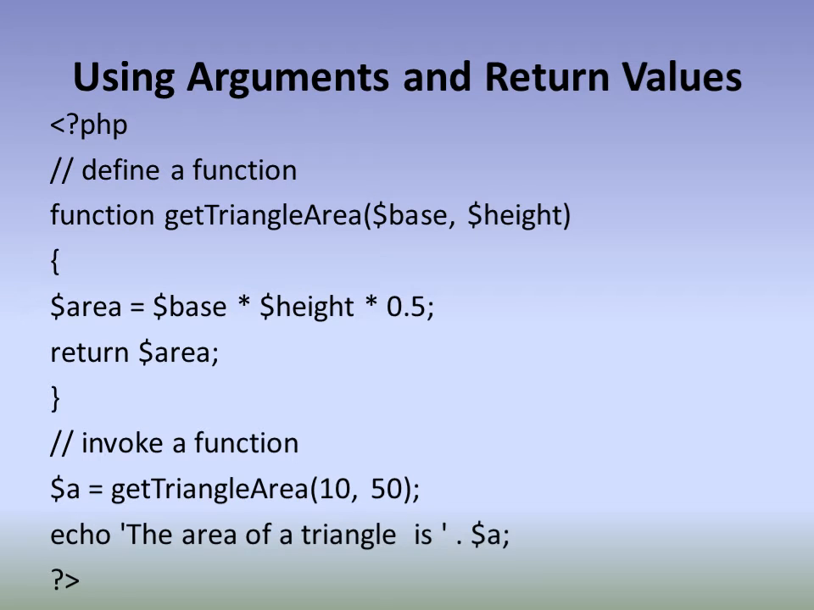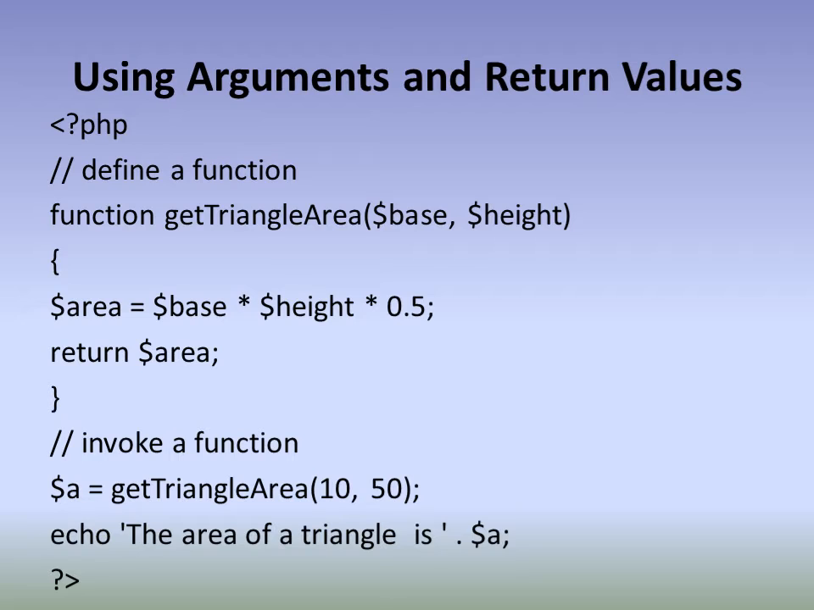So here we have defined a function getTriangleArea. This getTriangleArea is a function with two arguments. So here is the definition. The first keyword function is there. getTriangleArea is the function name, and the arguments are $base and $height. The arguments are separated by a comma.